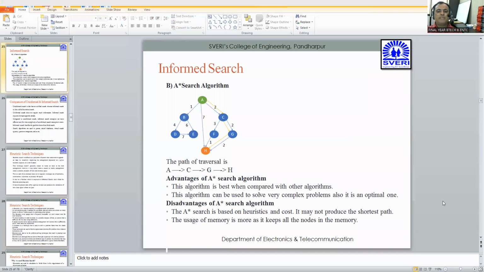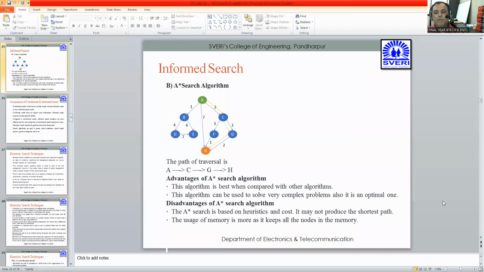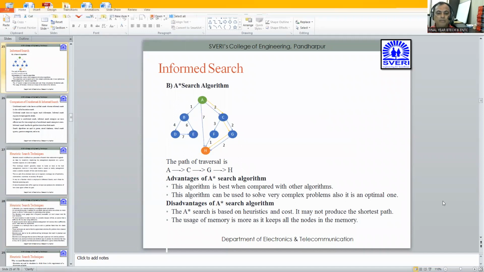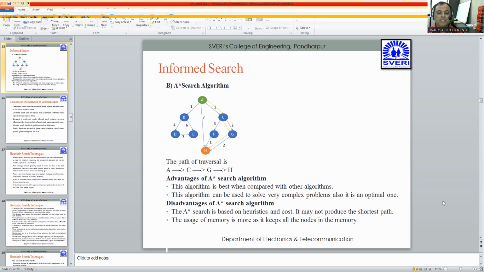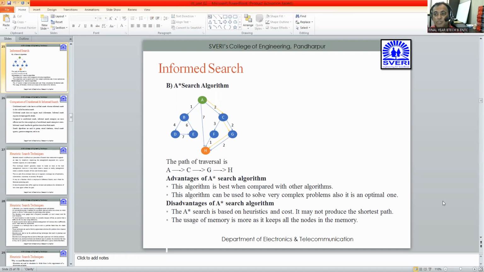This algorithm is best when compared to the other algorithms, and it can solve very complex problems and it gives an optimal one. Some of the disadvantages: based on heuristic and cost, it may not produce the shortest path sometimes. The memory usage is more as it keeps all the nodes in the memory.